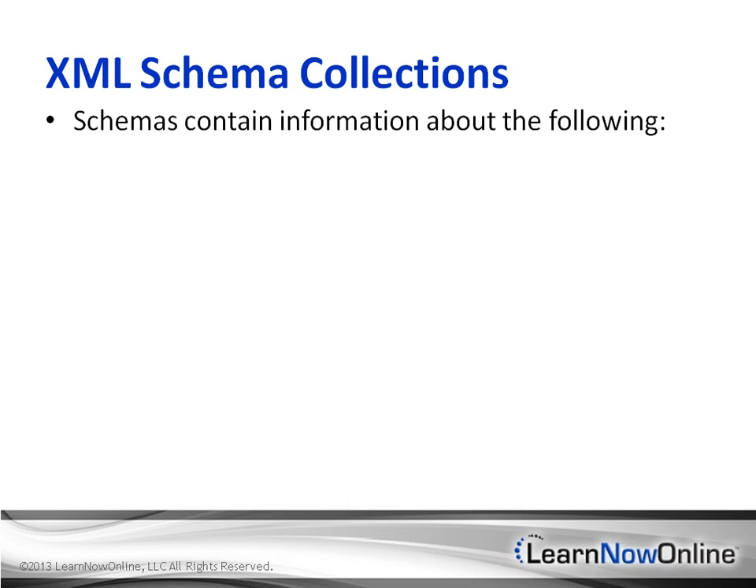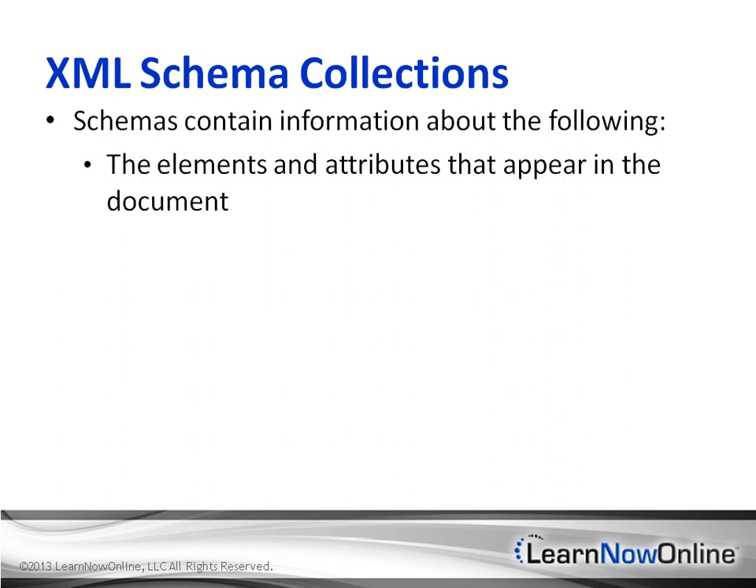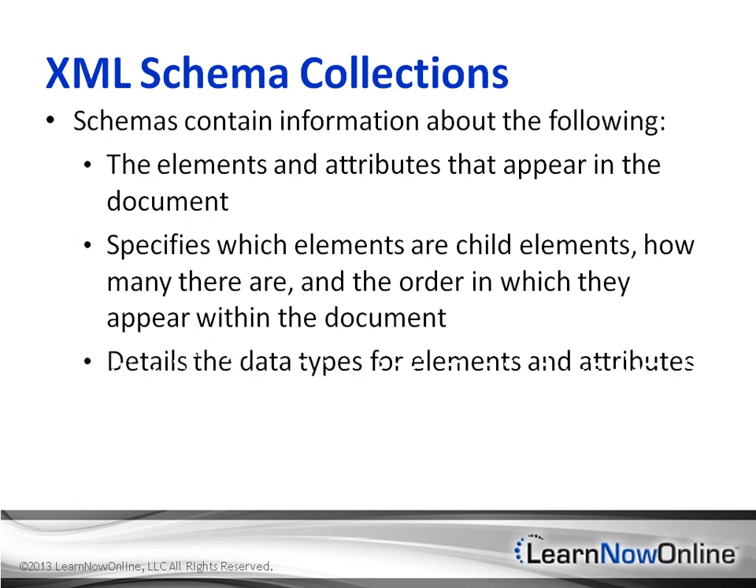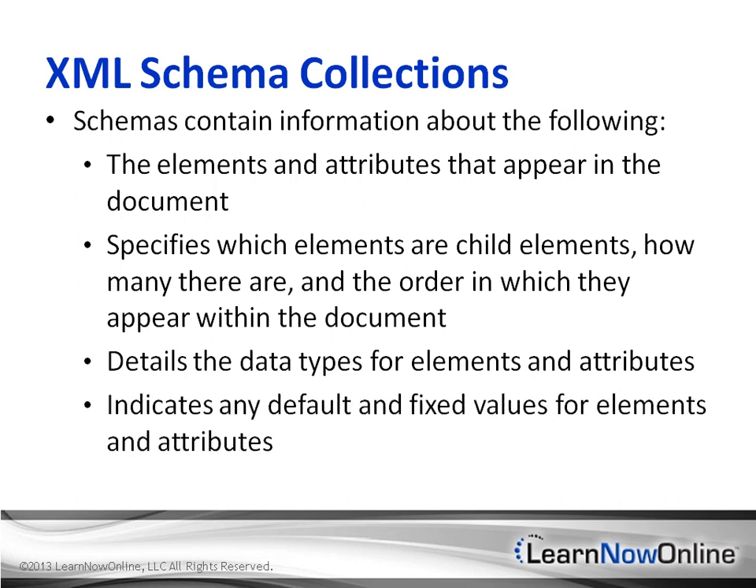Schemas contain information about the following items: elements and attributes that appear in the document, which elements are child elements, how many there are, and in what order they should appear in the document, details of the data types for both elements and attributes. It also indicates any default or fixed values for elements and attributes. And it specifies if any elements can be empty.